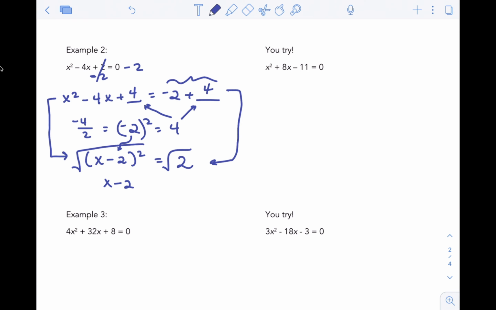So x minus 2 equals plus or minus the square root of 2. We're going to add 2. Protocol says put it in the front. So our final answer for this problem is 2 plus the square root of 2 and 2 minus.